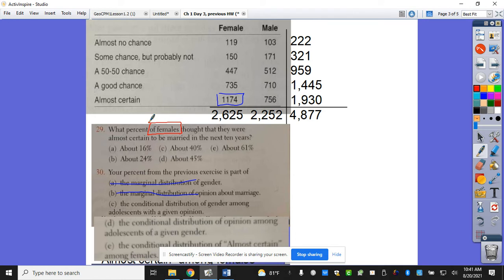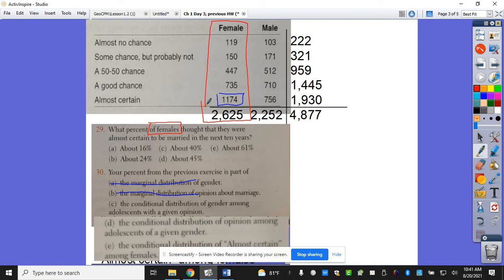So in that case, I'm dealing with it this way. Does everybody see that? This could be the exact same question, and it would say, what percent of those who were almost certain to be married in the next 10 years were female, and then it would switch.